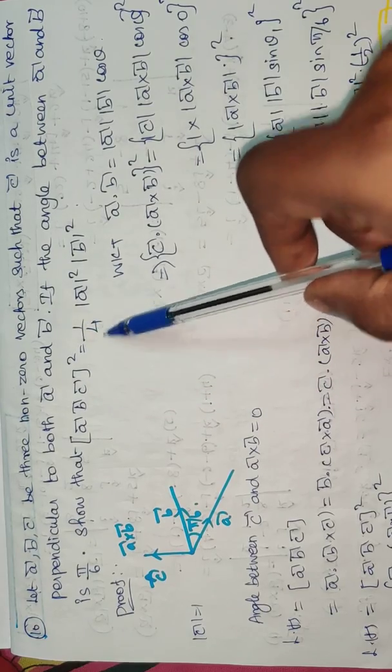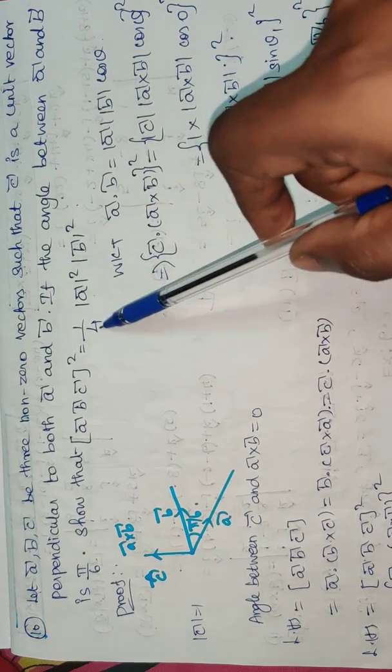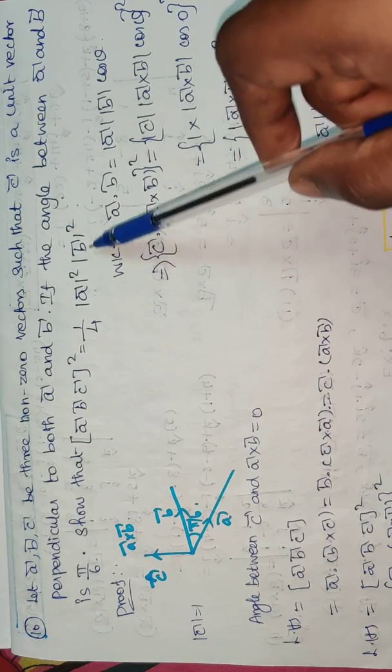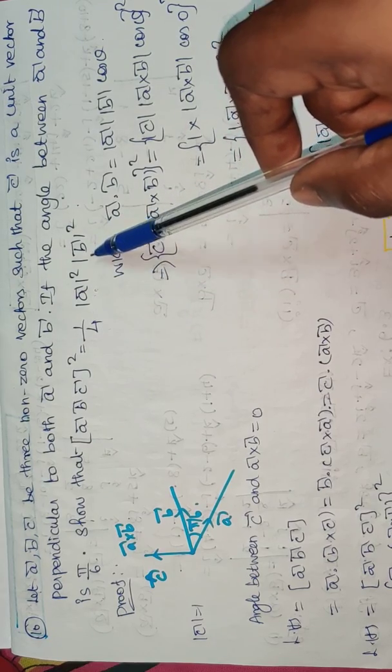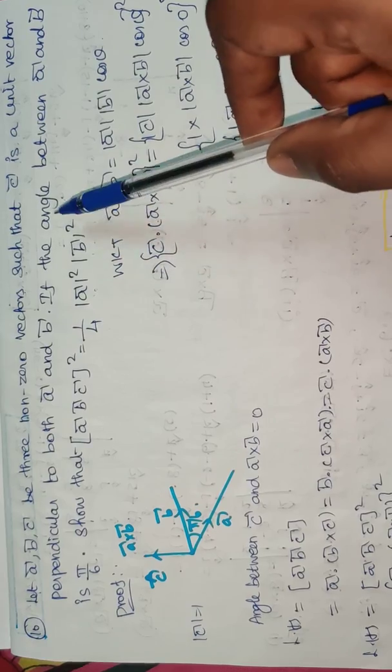box ABC the whole square is equal to 1 by 4 modulus of A vector square, modulus of B vector square.